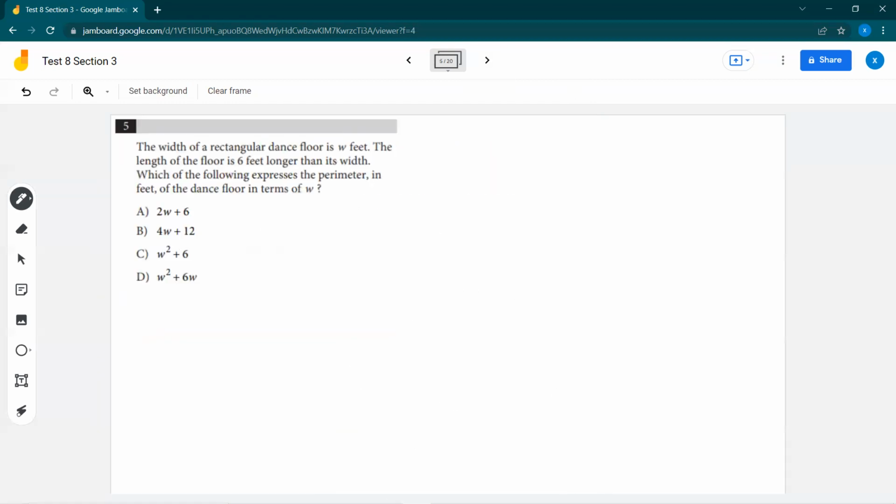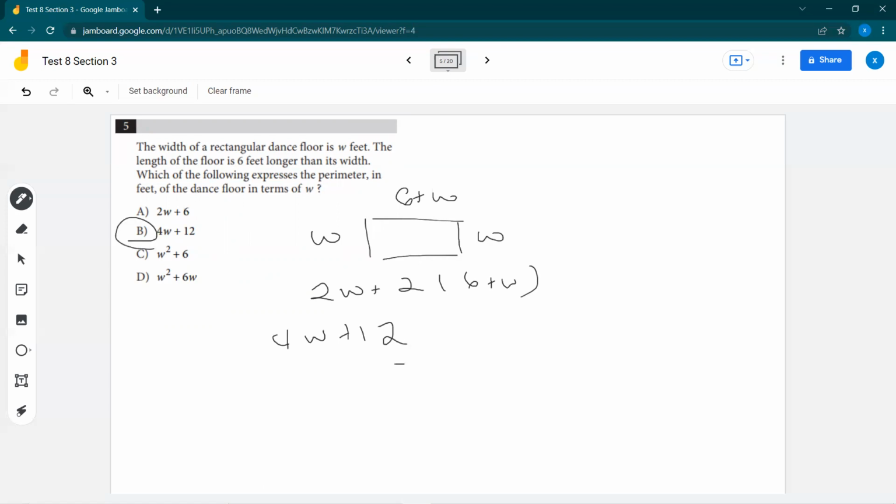All right, so we know the width of a rectangle is w feet. Okay, let's draw that. The length is 6 feet longer than the width. Okay, simple enough. For 6 plus w, it's 6 feet longer. We want to find the perimeter in terms of w. So that's going to be 2w plus 2 times 6 plus w, 4w plus 12. Answer is B. Simple as that. All we're doing is using the perimeter formula on this.